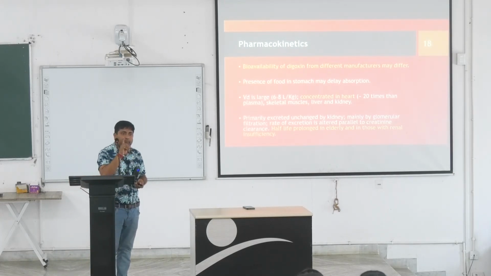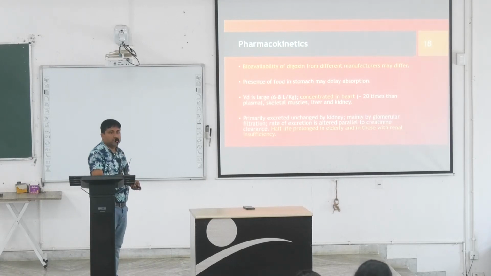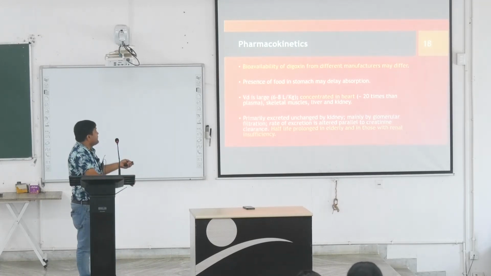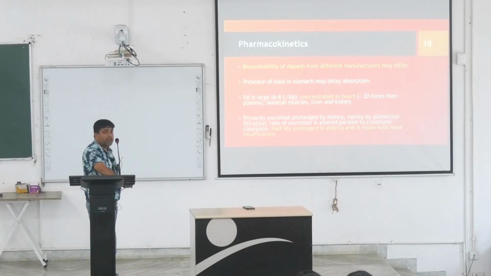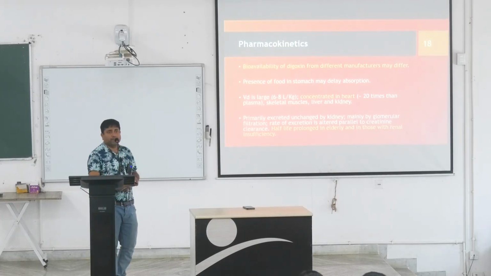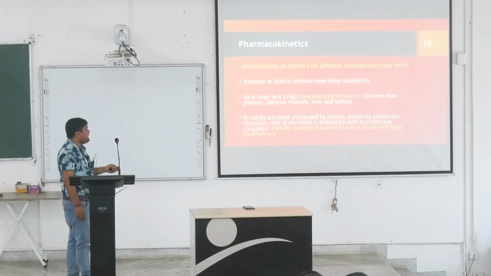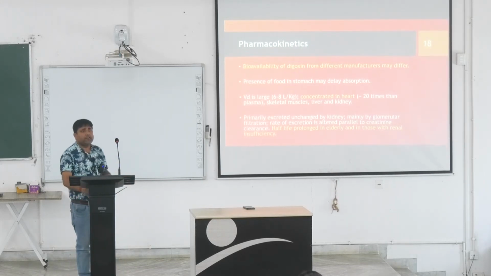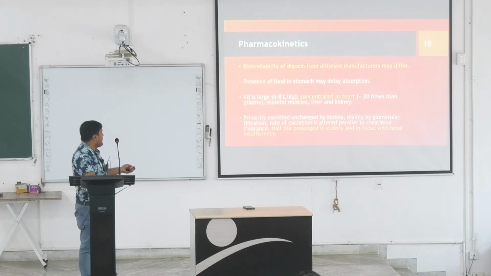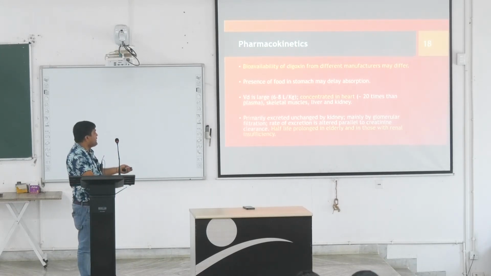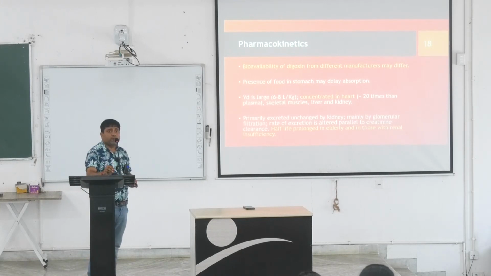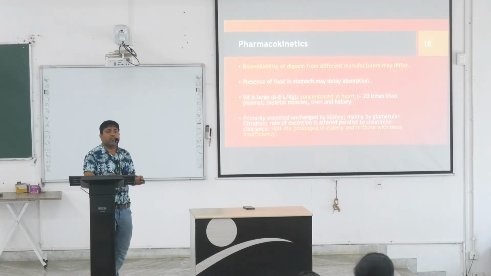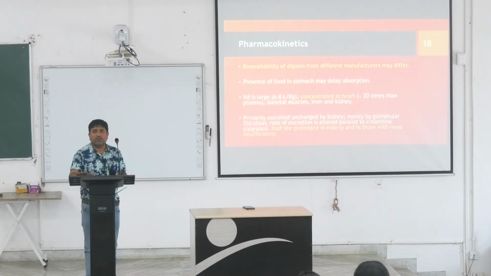So in patient of digoxin toxicity, hemodialysis has got no role, because the volume of distribution is high, 6 to 8 liter per kg. They are concentrated in the heart, skeletal muscle, liver and kidney. Primarily excreted unchanged by the kidney, mainly by the glomerular filtration, and rate of excretion is altered parallel to creatinine clearance. So half-life is prolonged in the elderly subject and in patient with renal failure, and in those cases the dosage of digoxin has to be reduced.